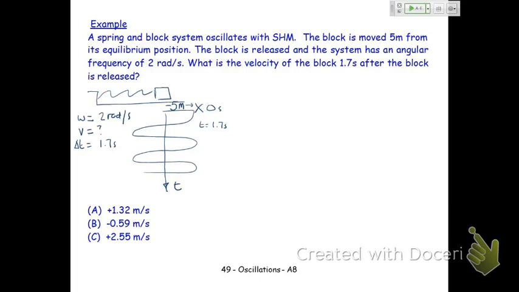My equation, that's nudging my memory. x is equal to a cosine omega t. That means that v is equal to, what was it? Minus a omega sine omega t. And then what was acceleration? Acceleration was minus a omega squared cosine omega t. Is that right?